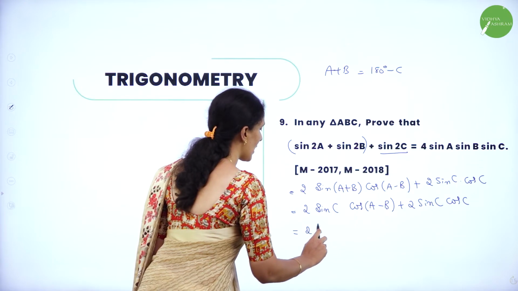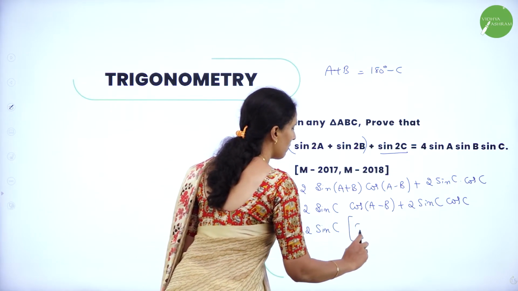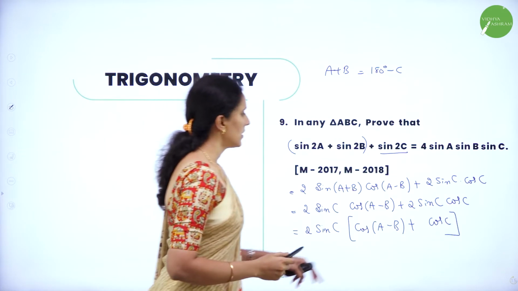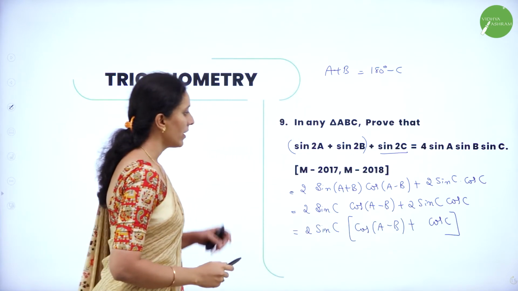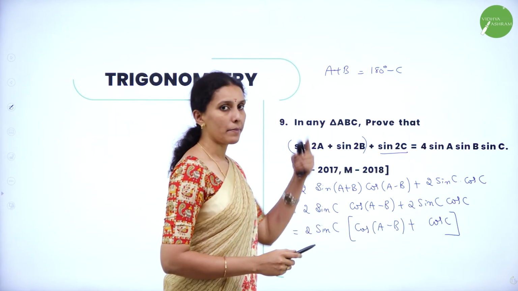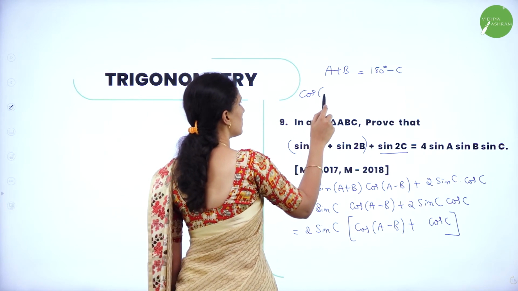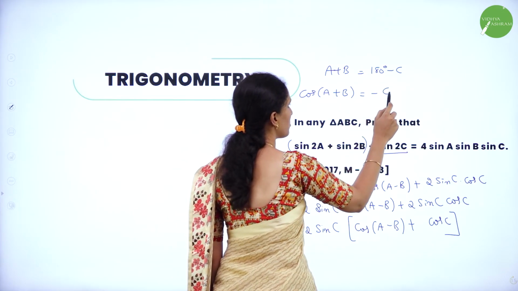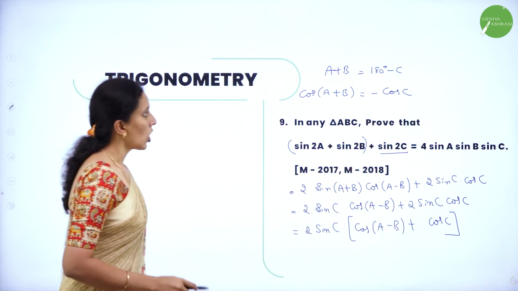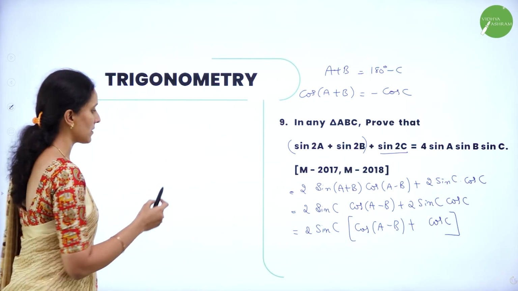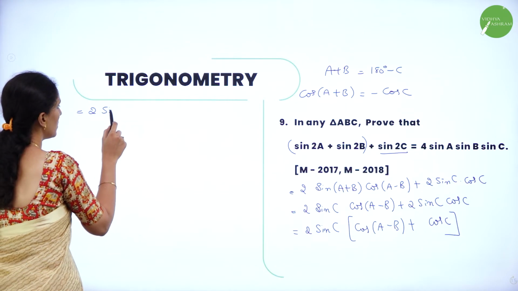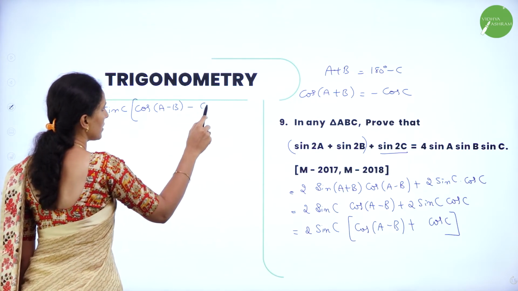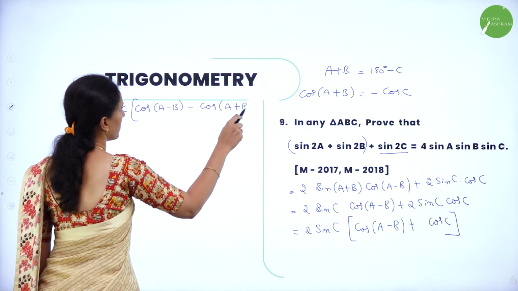Now take 2 sine C common factor, then I will get cos of A minus B plus cos C. Since 2 is common factor here, I can take it out. Again cos C can be written in terms of A plus B. If you apply cos on both sides, you will get cos of A plus B is cos of 180 minus C, which becomes minus cos C. So here cos C can be written as minus cos of A plus B. So this can be written as 2 sine C times cos of A minus B minus cos of A plus B.